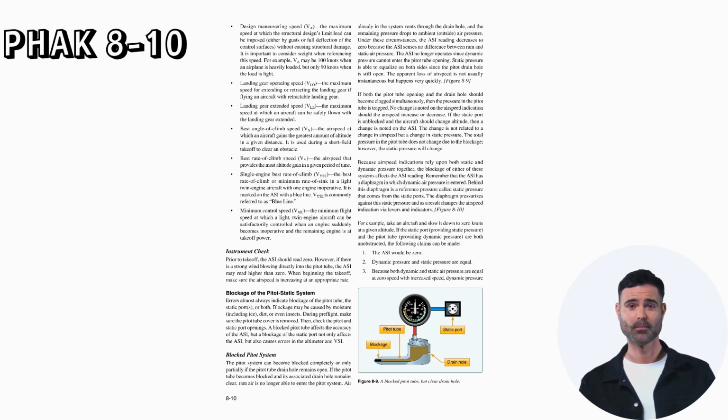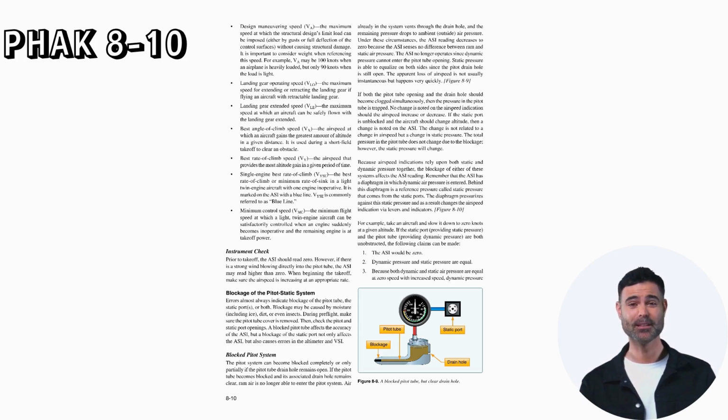Landing gear operating speed, VLO, the maximum speed for extending or retracting the landing gear if flying an aircraft with retractable landing gear. Landing gear extended speed, VLE, the maximum speed at which an aircraft can be safely flown with the landing gear extended. Best angle of climb speed, VX, the airspeed at which an aircraft gains the greatest amount of altitude in a given distance. It is used during a short field takeoff to clear an obstacle.